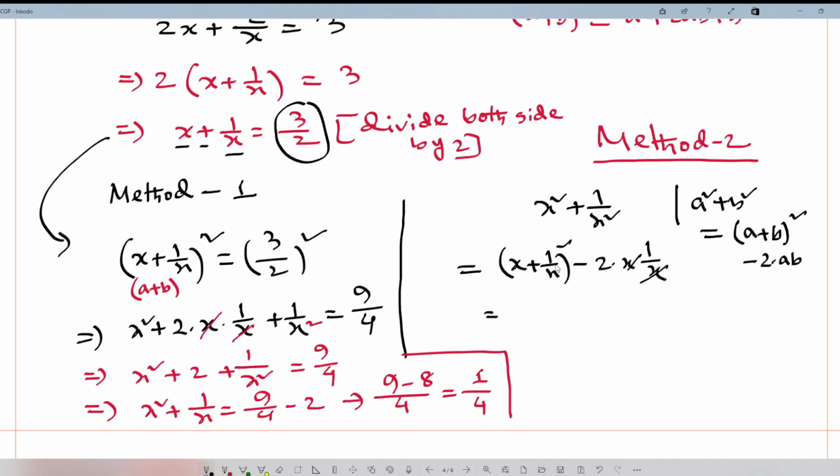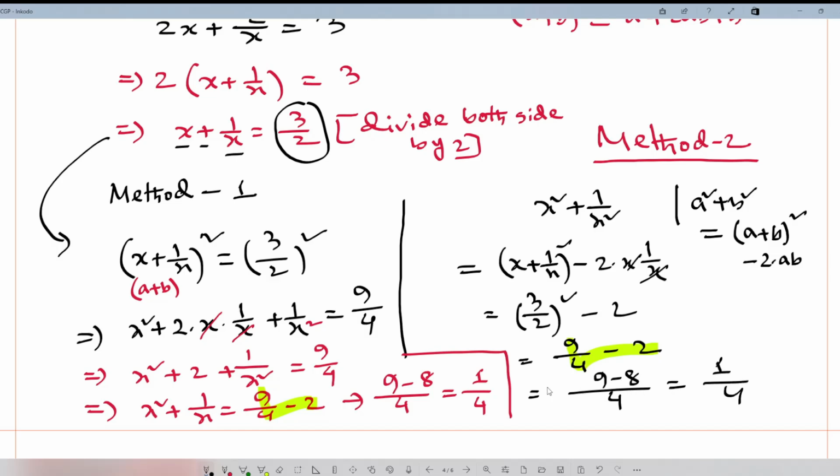So x plus 1 by x, we already got the result, which is 3 by 2, and here it is squared too. And look, 9 divided by 4 minus 2. So now it's looking the same. Look here, 9 by 4 minus 2, and here is also 9 by 4 minus 2. So we can write LCM 4, 9 minus 8, and the result is 1 by 4.